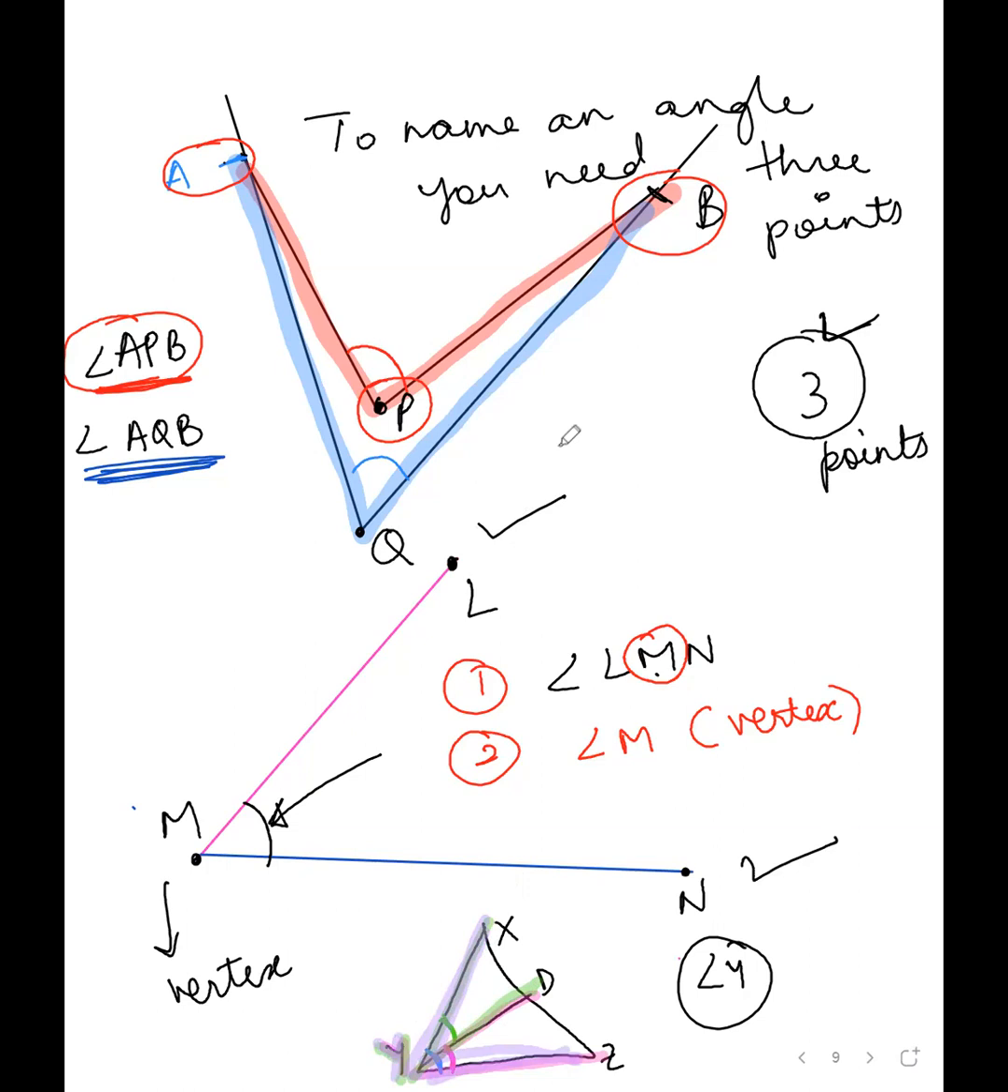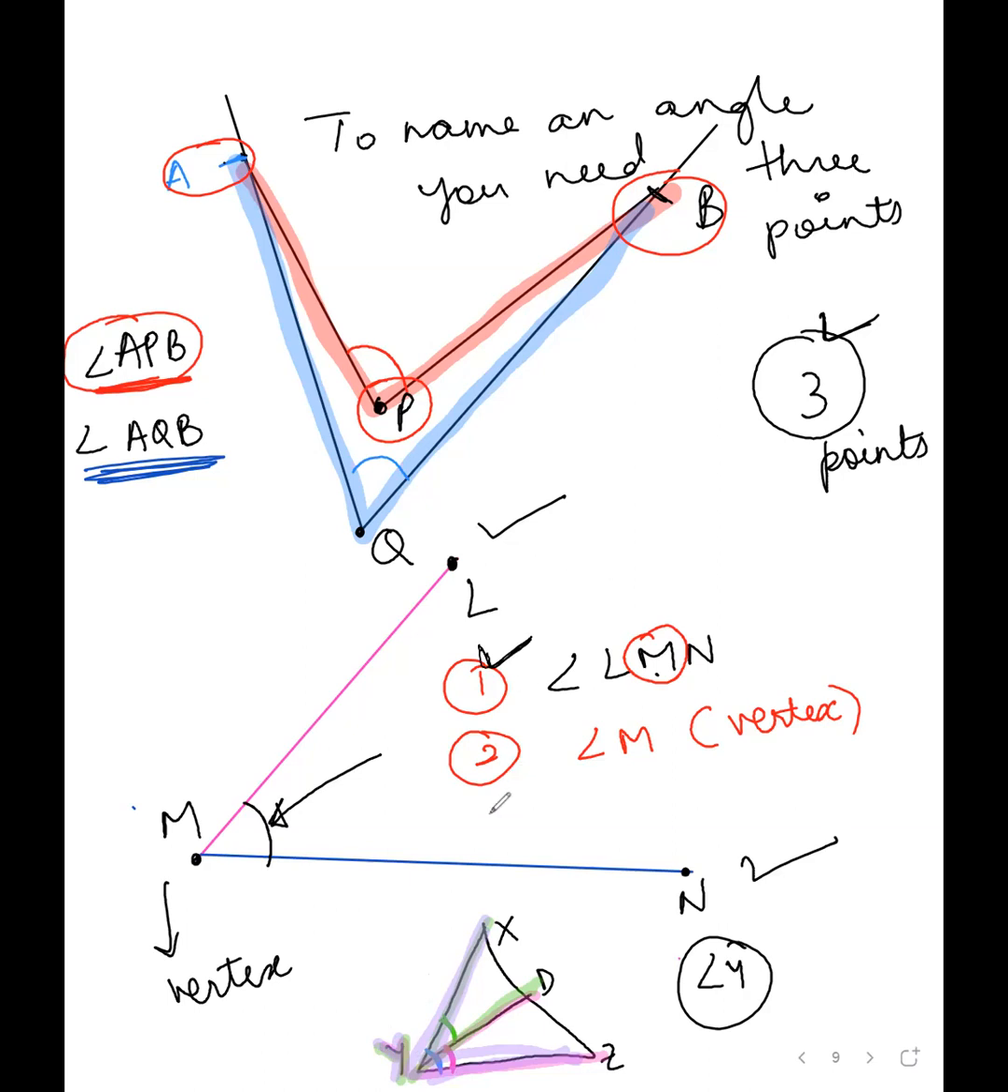So now the question arises, you will be like, ma'am, you're talking about angle Y, but which one? Over here, there are so many angles. So that's why when you have a situation like this, you use this particular method of naming angles. The first one. This is more accurate. It helps you understand. Is it clear?